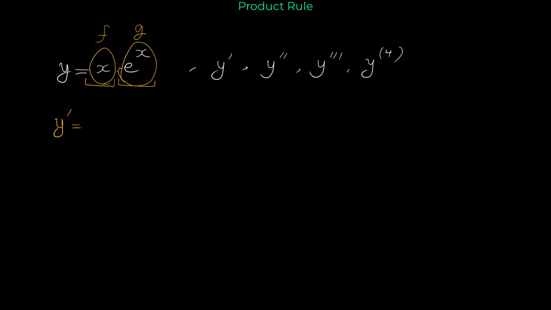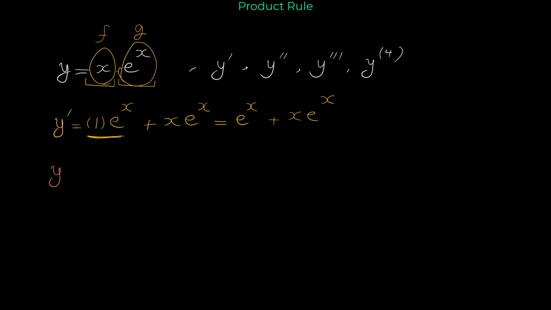So y prime equals 1 times the second function plus. Write the first function, it is x. Multiply this by the derivative of the second function. What is the derivative of e to the x? E to the x. This is the only function whose derivative is itself. So it's easy to remember. So y prime equals e to the x, this is just e to the x, plus x e to the x. Now we want to find the second derivative.